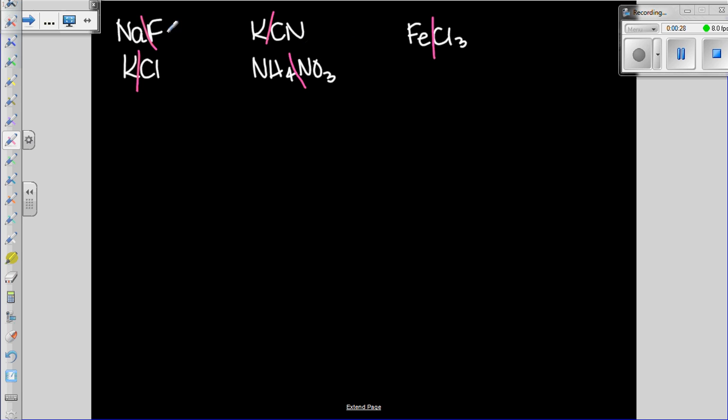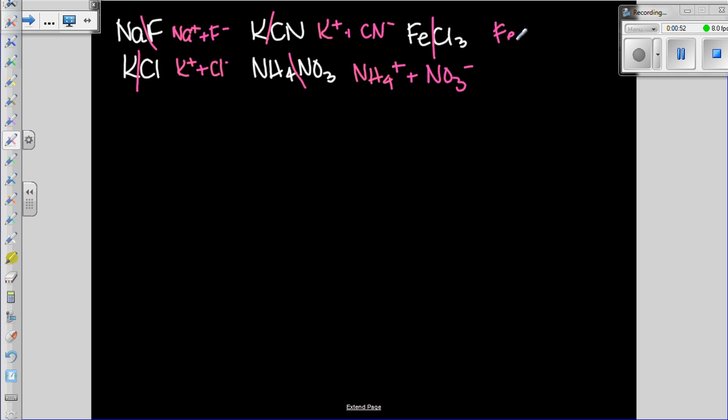The second thing you want to do is think about what ions they actually are. So for sodium fluoride, it's sodium ion and fluoride ion. Potassium chloride, potassium and chloride ions. Here we've got potassium and cyanide ions, ammonium and nitrate ions, and iron 3 and chloride ions.